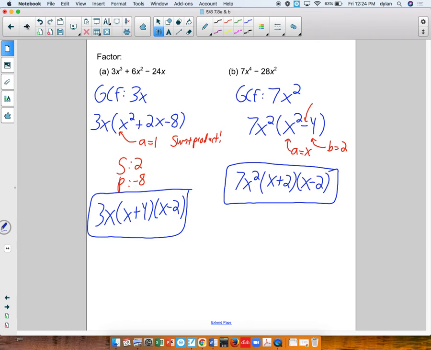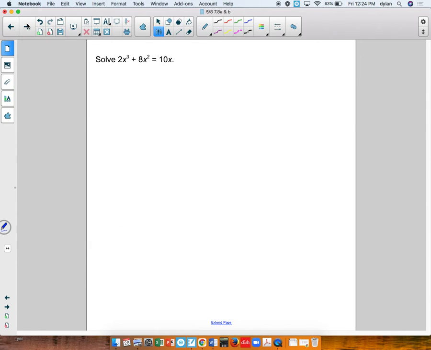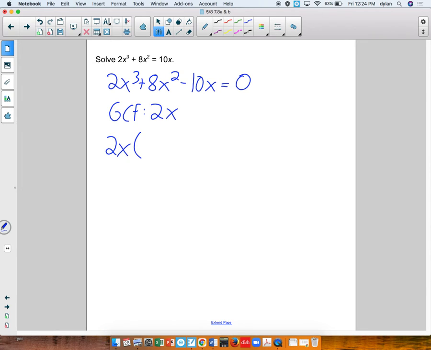So the last step here is just to build in solving, where it's actually an equation. And it's really no different, except the first thing we want to do is set it equal to 0, just like we always do, because we're trying to find x-intercepts where y equals 0. So I'm going to subtract 10x and get 2x cubed plus 8x squared minus 10x equals 0. Now we're going to find that GCF. In this case, these three terms have in common a 2 and an x. So we can factor out 2x, and we're left with x squared plus 4x minus 5.